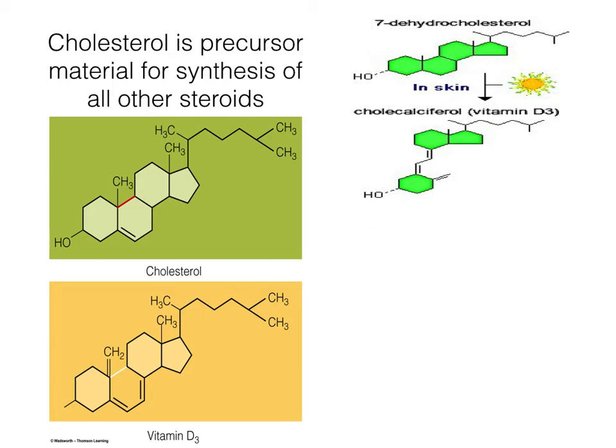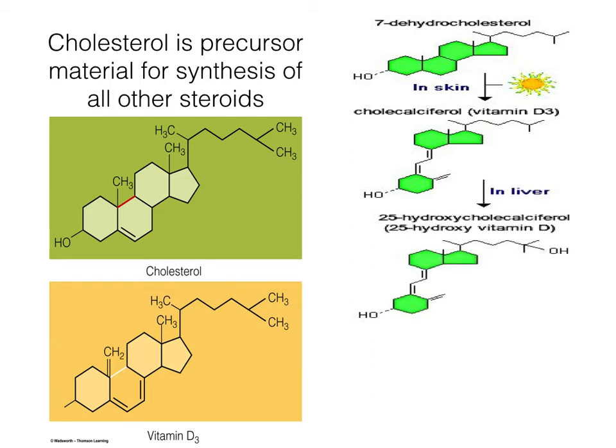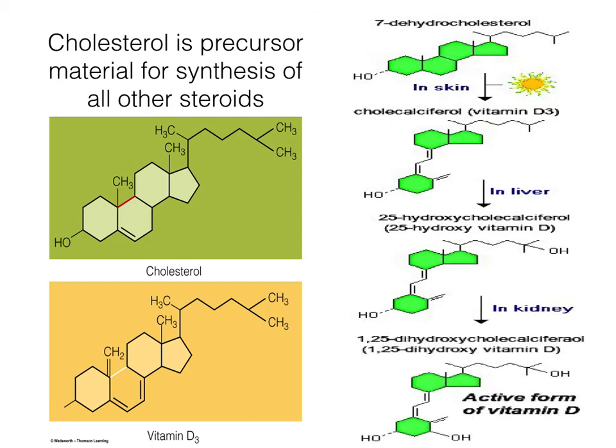Now this vitamin D still needs further activation. So it will travel to the liver, where it will be hydroxylated in position number 25, producing what is called 25-hydroxycholecalciferol, or 25-hydroxy vitamin D. The final activation occurs in the kidney, where it will be hydroxylated further at position number 1, finally yielding 1,25-dihydroxycholecalciferol, or 1,25-dihydroxy vitamin D. As shown in this particular pathway, vitamin D is not essential because we are capable of producing vitamin D through simple UV light exposure.